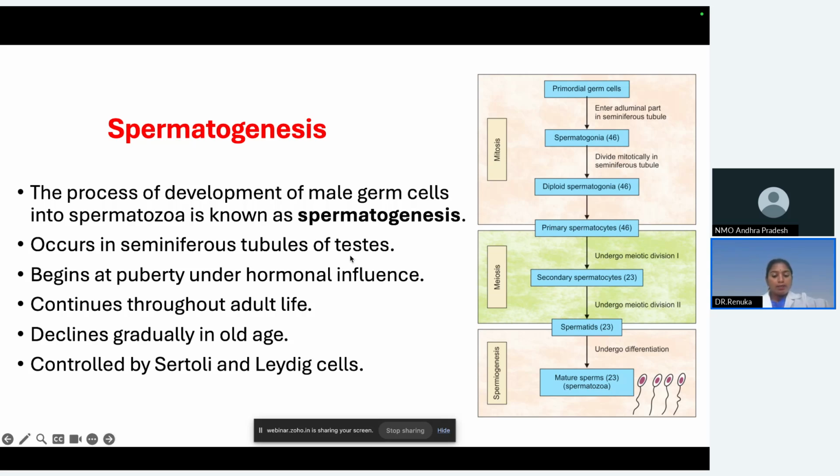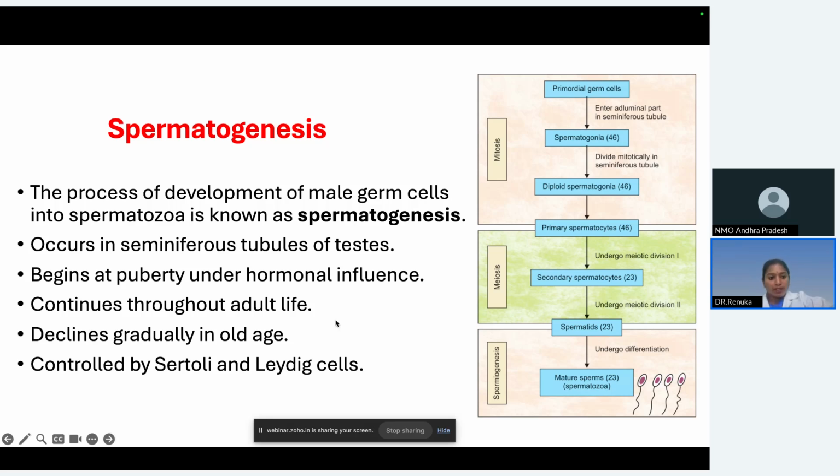Spermatogenesis. The process of development of male germ cells or the primordial germ cells into spermatozoa is called spermatogenesis. In the embryo, the germ cells will be present and they will descend into the testis. Till puberty, male germ cells are inactive because there are no hormones, no FSH, no LH. Whenever puberty begins, there will be hormonal influence on the testis. Due to the hormonal influence, the male germ cells will be transformed into spermatozoa. This process is called spermatogenesis.